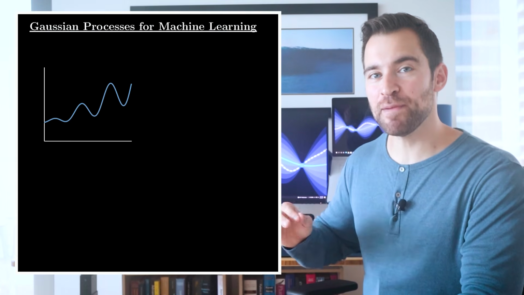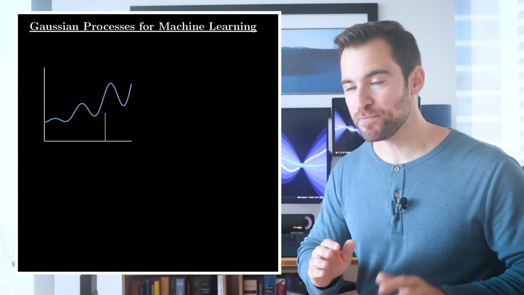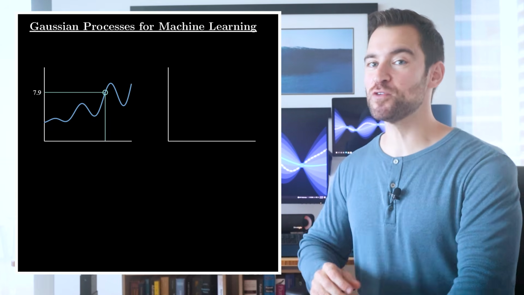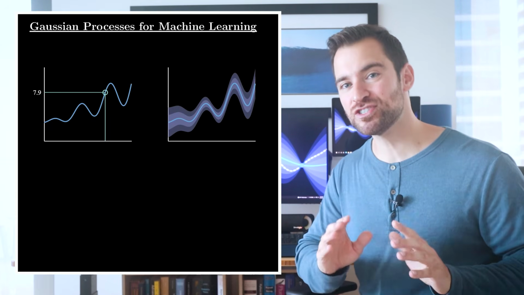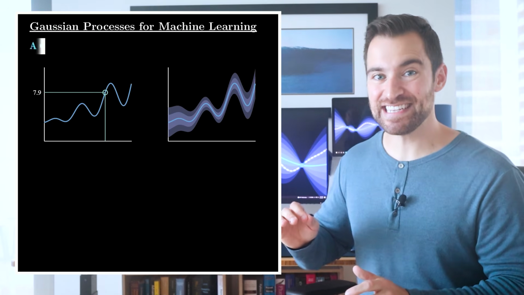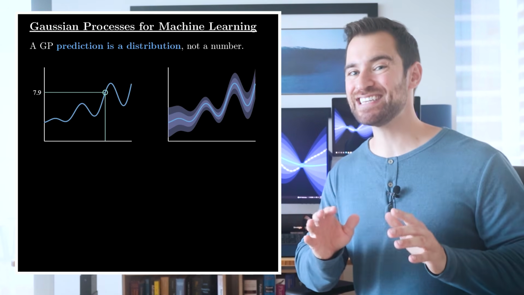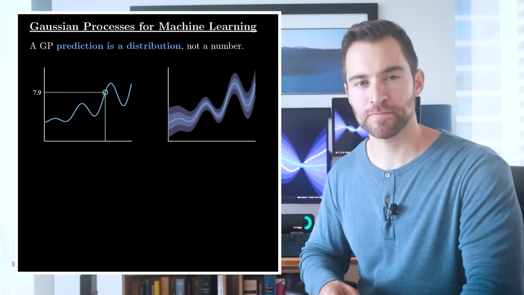First, for most ML models, when you provide an input, you get a single number as a prediction. But GPs offer a full distribution to reflect uncertainty in your prediction. This can be a huge advantage when making decisions based on these predictions, like deciding how to size an investment.